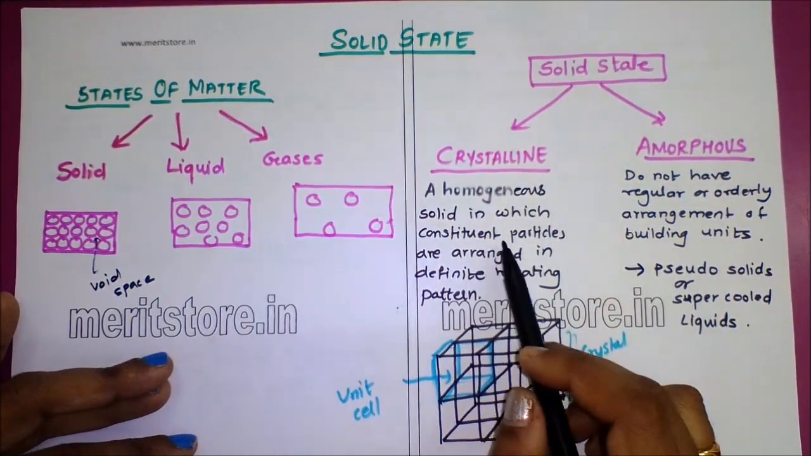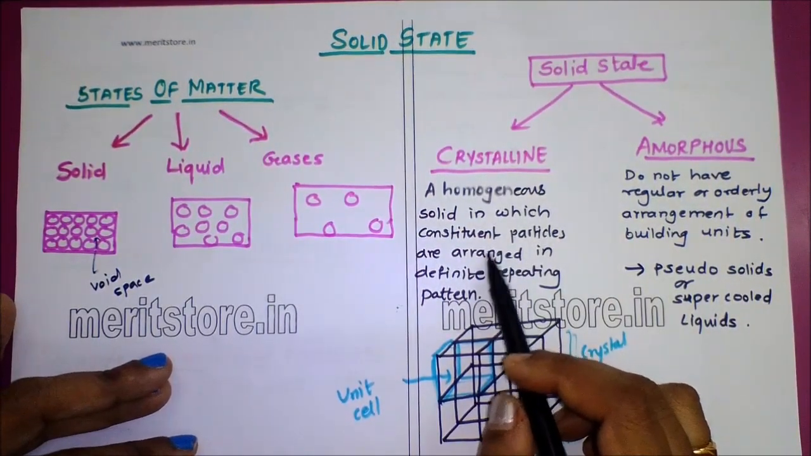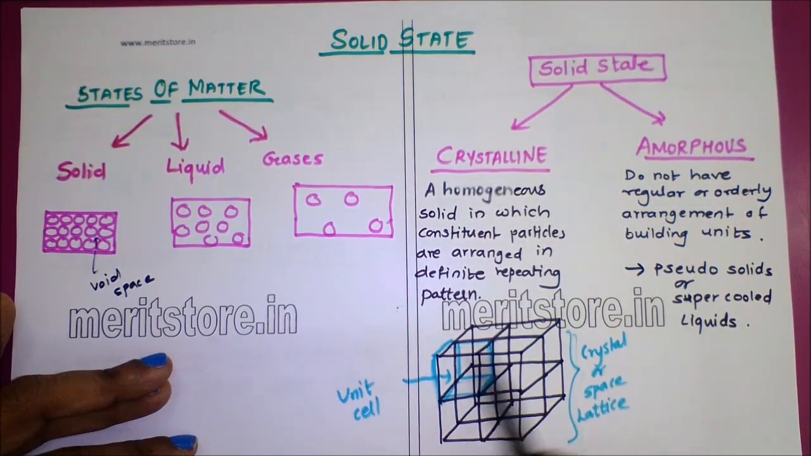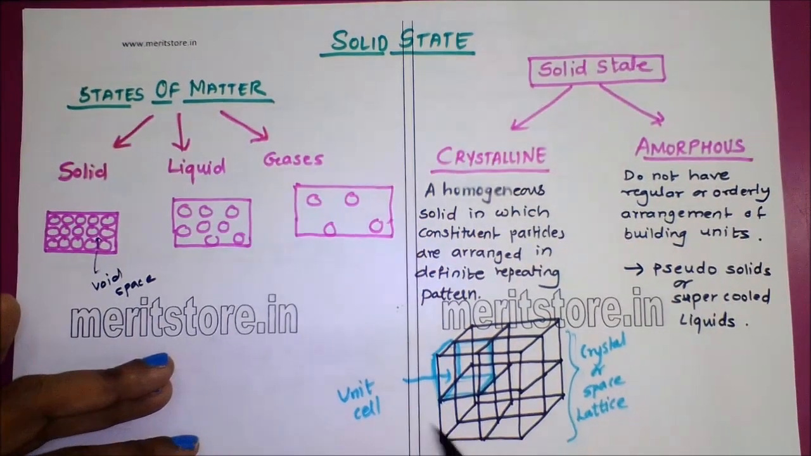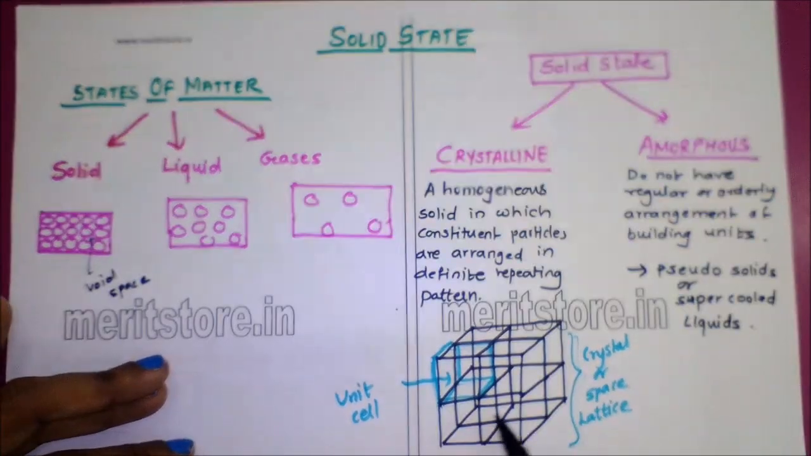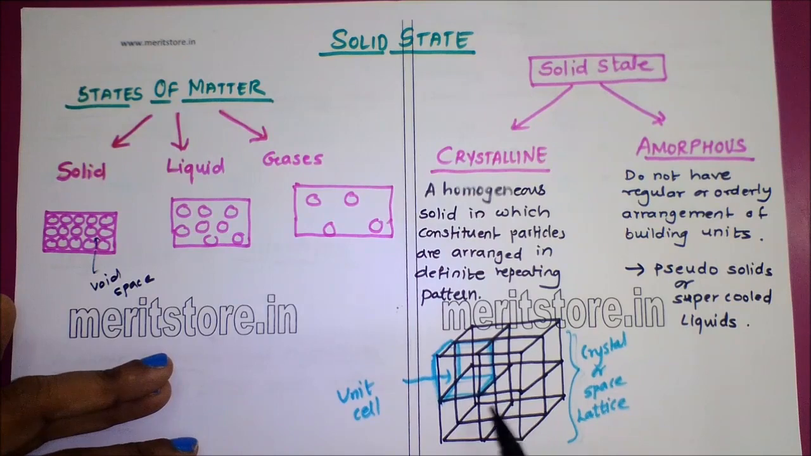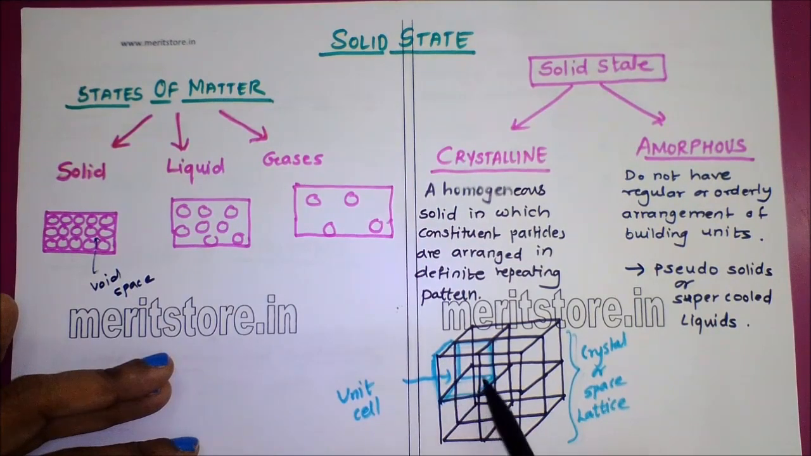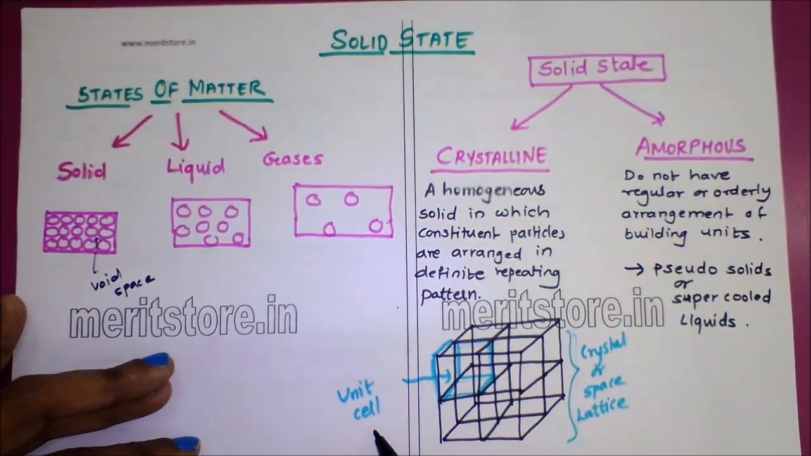Since crystalline substances have a regular arrangement, you will always find a certain pattern repeated. Now in this particular pattern, this is the entire arrangement of all the particles in the regular shape. This arrangement is called a crystal or a space lattice. But in this crystal or space lattice, some pattern is being repeated. You can see this particular pattern is repeated everywhere. So this smallest structural unit which is repeated everywhere, we'll call this the unit cell.